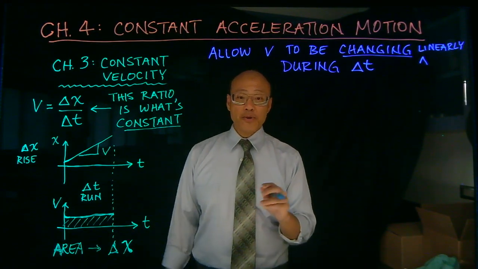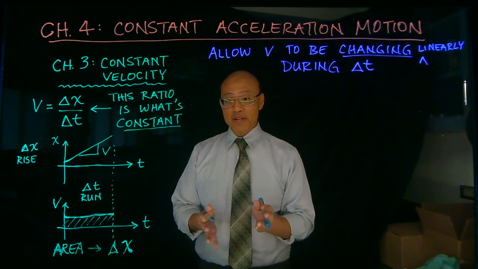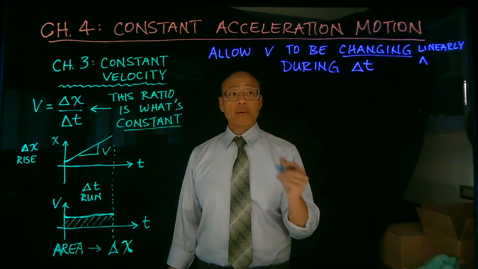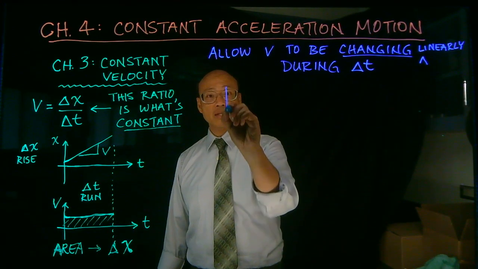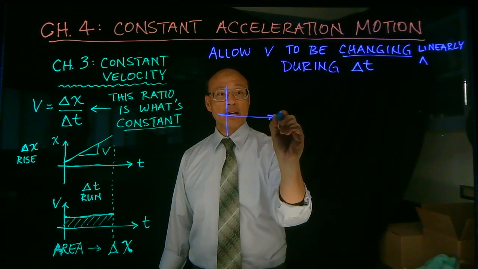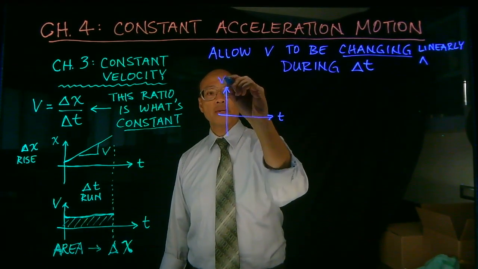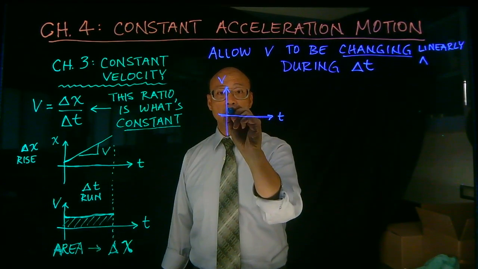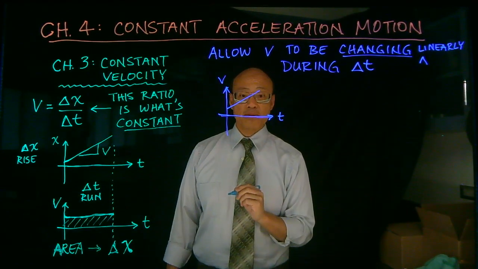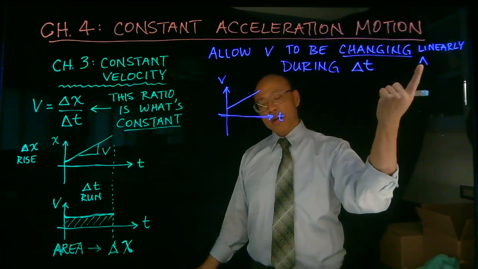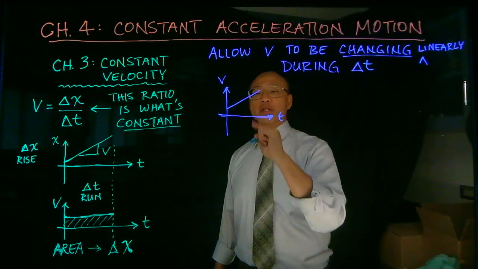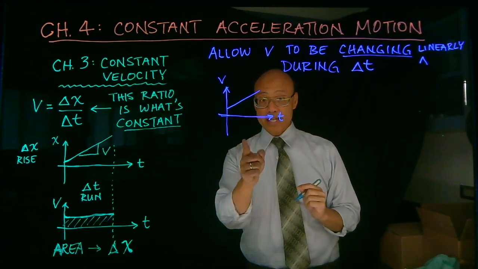So here's our boundary condition, or the world we're going to live in now. We're going to get out of this world and make a slightly larger world. But the world we're going to live in looks like this. We're going to allow velocity to start at some point, but to increase or decrease. This is why I knew I was going to draw this, and why I used the word linearly. We're going to allow velocity to change like this.